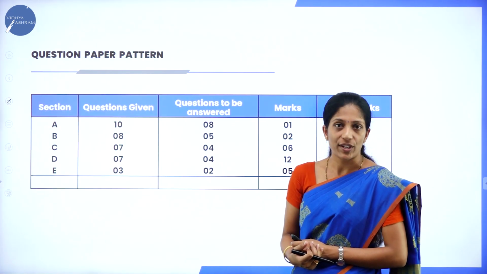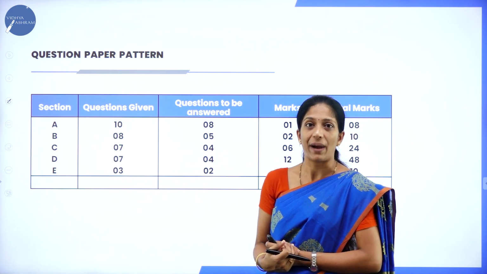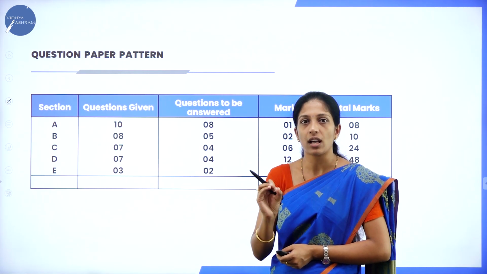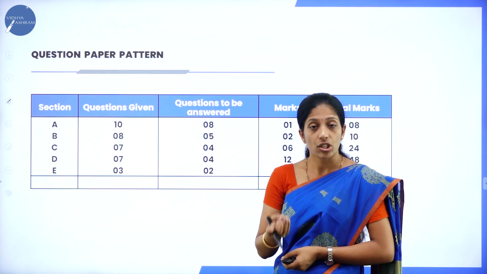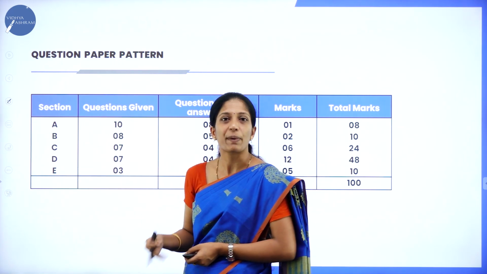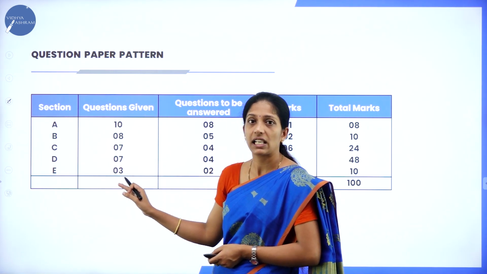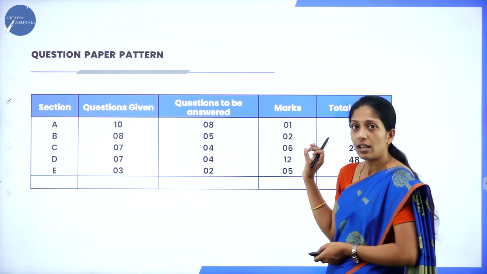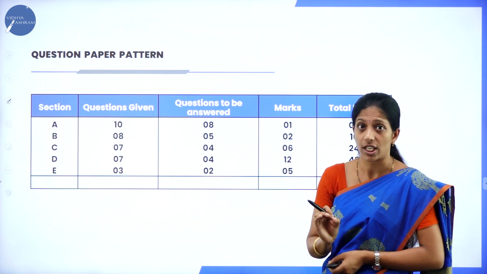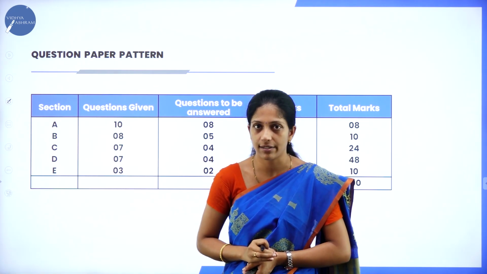Now let us see what is the question paper pattern. Of course, as in your first PUC, your question paper pattern will be section A to section E. That is, section A will be for 1 mark, section B will be for 2 marks, section C will be for 6 marks, section D will be for 12 marks, and section E, that is practical oriented questions, will be for 5 marks. Now let us see how many questions they will give, how many you have to answer, and in each and every section, what is the weightage of each and every question. And we shall see the total marks you get in each and every section.